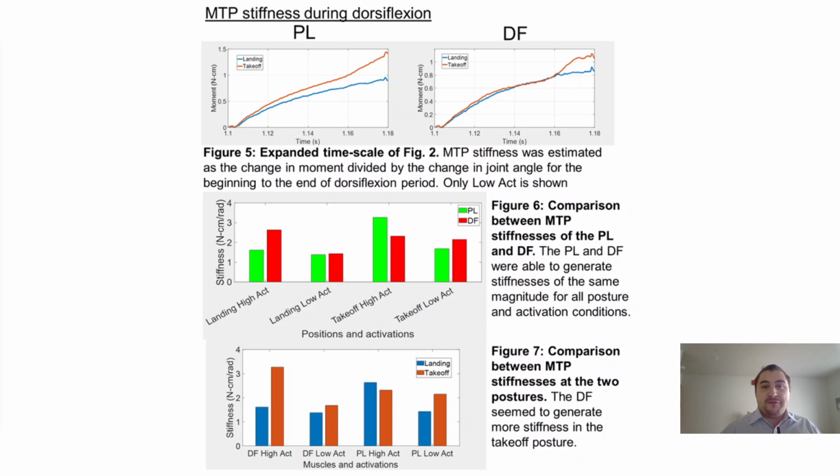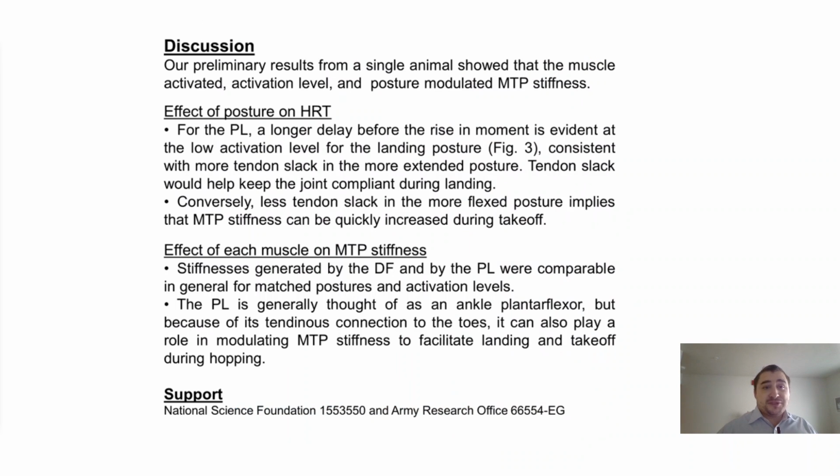After the initial moment values were removed, we can observe that the PL and DF produce a similar amount of stiffness for the postures and activation levels tested. The purpose of these experiments was to help us understand the roles that the PL and DF muscles have in determining foot stiffness during hopping.